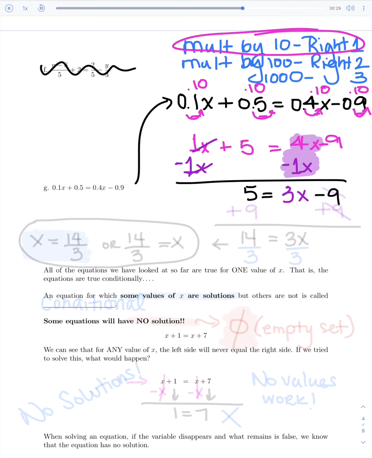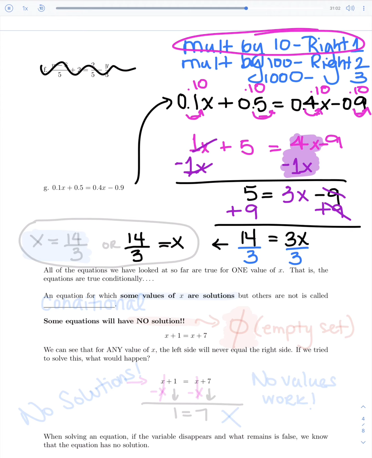Continuing right along, getting the x by itself, I would continue by adding 9 to both sides of the equation. And I am now getting 5 plus 9 is 14 equals 3x. And again, the 9's canceled each other out. Last step would be to divide both sides by 3, which gets me a final answer of x equals 14 over 3.